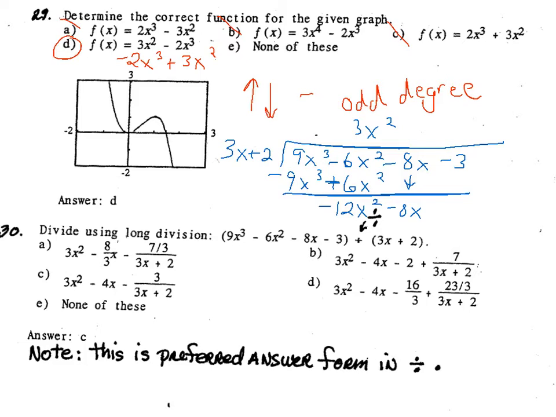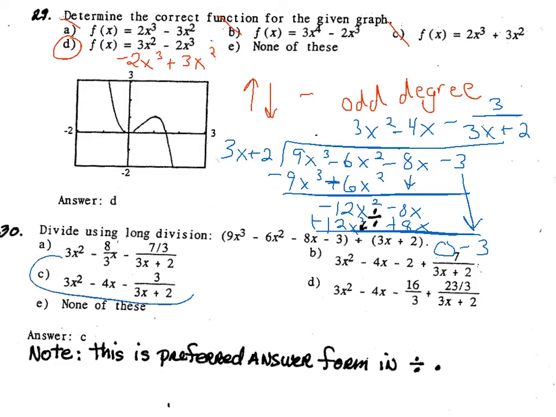And that means we would need to multiply 3x by a negative 4x to get a negative 12x squared. So we have a negative 12x squared, and that would be minus 8x. And we change both the signs. So that would just end up with a 0. And if we drop down the -3, -3 is a bit too small, so that is our remainder. So we put the -3 over what we were originally dividing by, which was 3x plus 2. So that would be answer C.